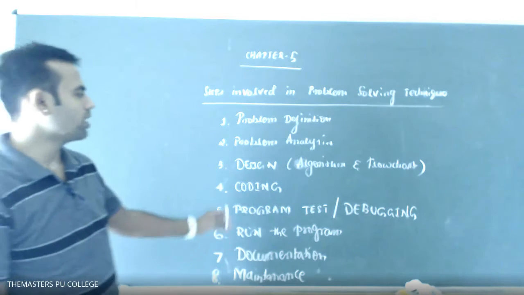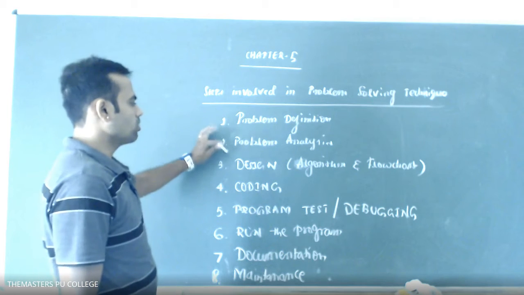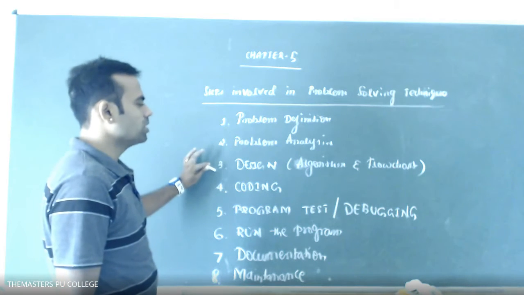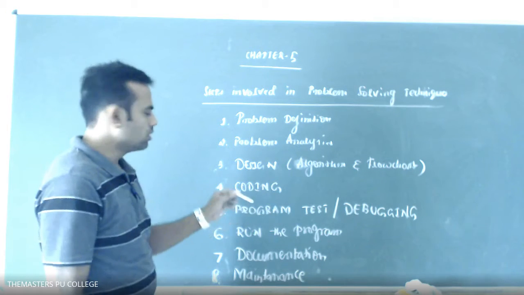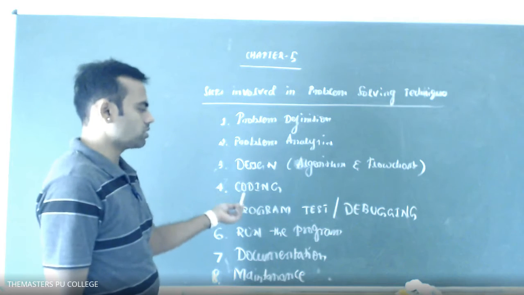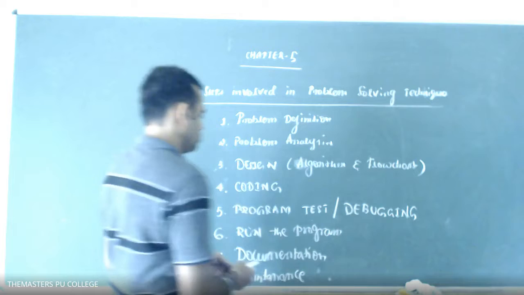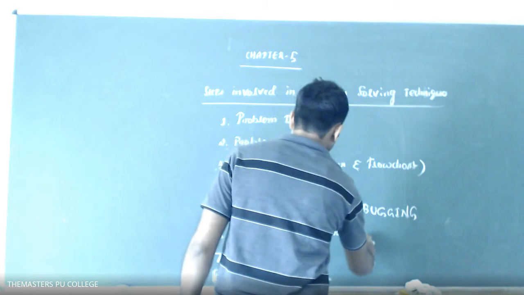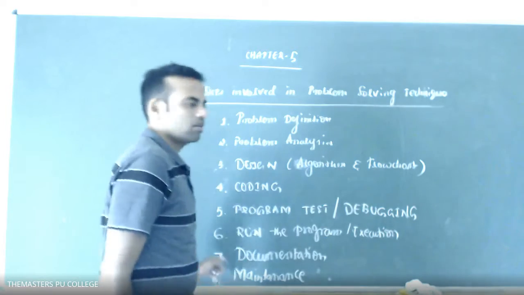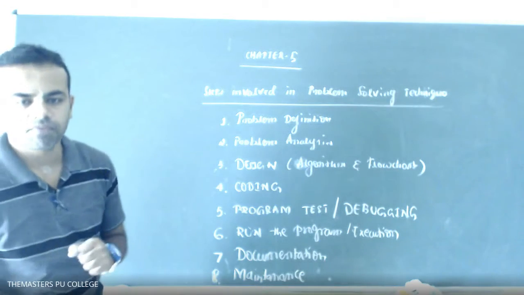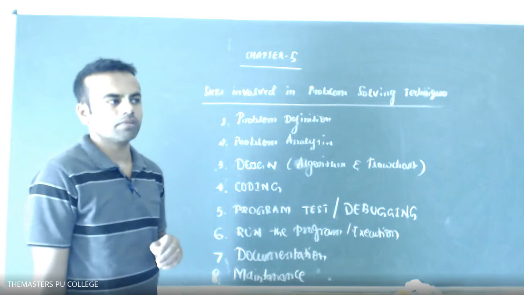Step number one is problem definition. Number two, problem analysis. Next, problem design. Next, coding, which is nothing but writing a program. Next, program testing or debugging. Next, run the program, which you can call the execution of the program. Next is documentation. And finally, maintenance.